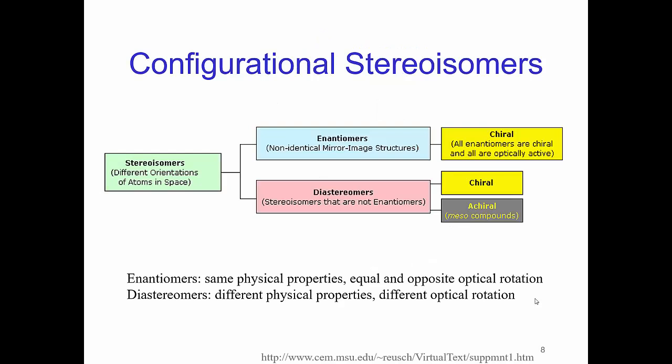So for configurational isomers, remember we had enantiomers and diastereomers. Now, both of these, the examples that we showed, are chiral. There is one unusual situation where you can have a chiral compound that has an additional plane of symmetry in it. And if that plane of symmetry makes the two halves of that molecule now be mirror images of one another, then we have what's called a meso compound.